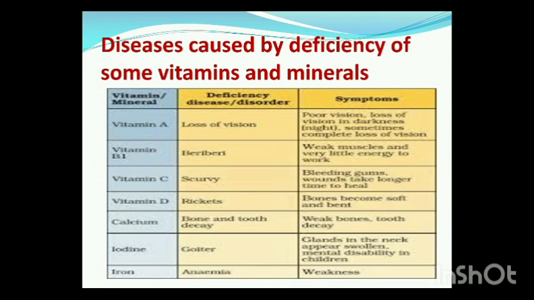Another deficiency disease is goiter, which is caused due to the deficiency of iodine, in which the gland which is present in the neck region gets swollen, and mental disability in children may occur due to this deficiency of iodine in his meal. Another deficiency disease is anemia. Anemia in which a person feels very weak, and this is due to the deficiency of iron in his meal.